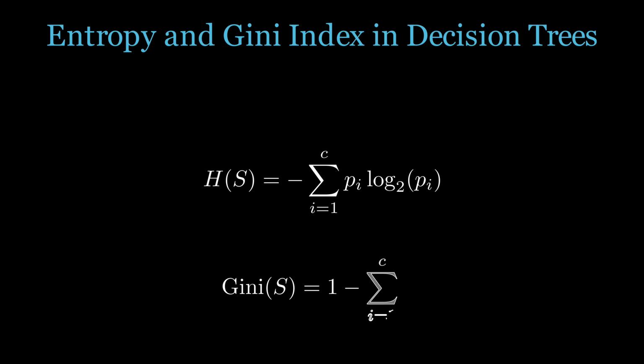The Gini index measures the probability of misclassifying a randomly chosen instance if it were randomly labeled according to the class distribution. Its formula is, here, Pi is the proportion of instances in class i. The Gini index is minimized when all instances belong to a single class, and maximized when the dataset is evenly distributed across classes. Both entropy and Gini index are used to determine the best feature for splitting the dataset. Lower values indicate purer subsets.